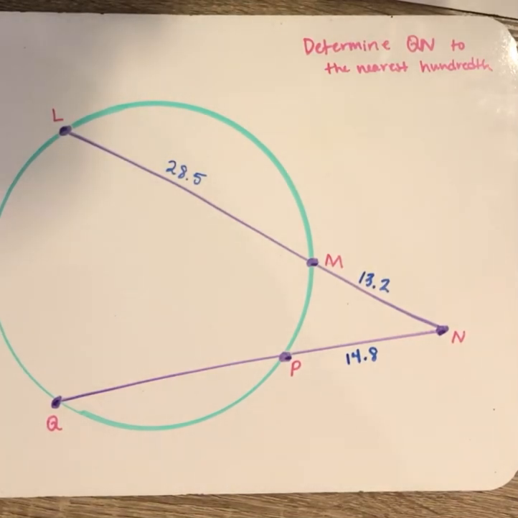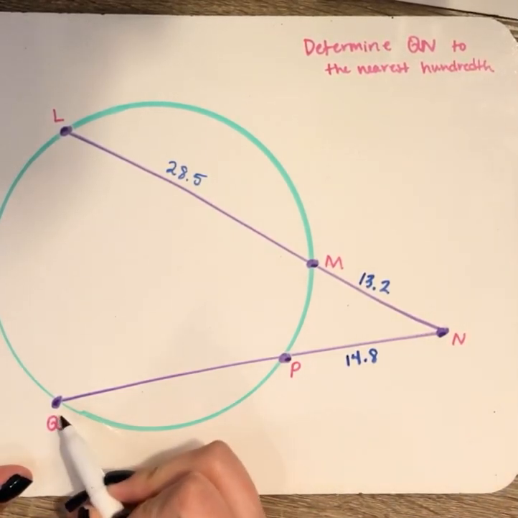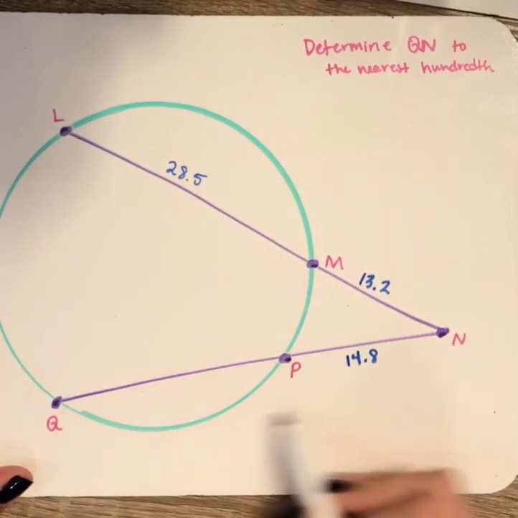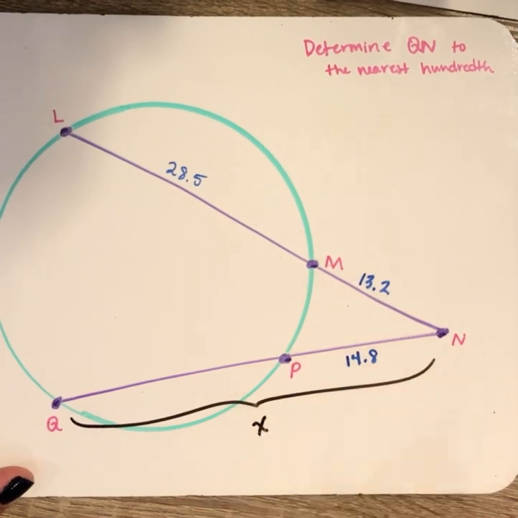So in this example, we're given a circle. We have two secants that are meeting outside the circle at this point N, and we want to know what QN is to the nearest hundredth. So we're looking for the length of this entire segment QN. I'm going to go ahead and label that as X. So this entire length is X.